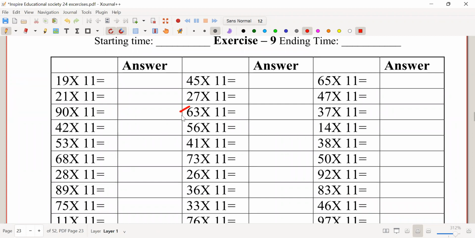What's the value for this? What is 63 into 11? 691. Wrong answer. Last digit should be 3 into 1, 3. What's the value of 68 into 11? 748. This is the right one.